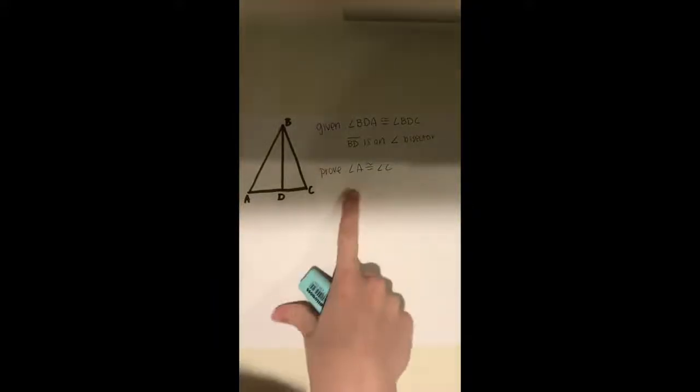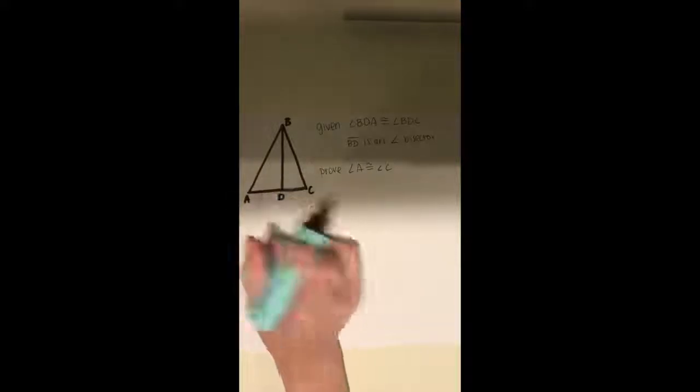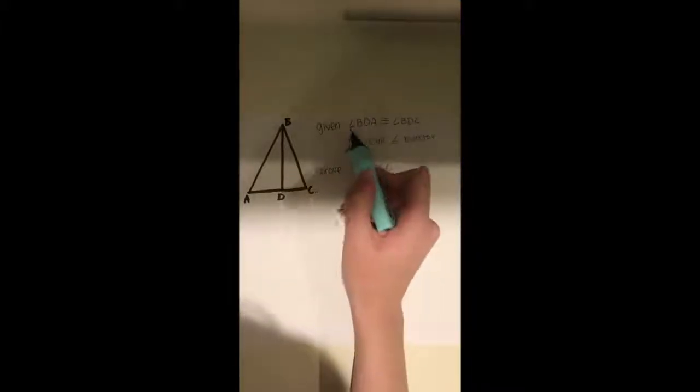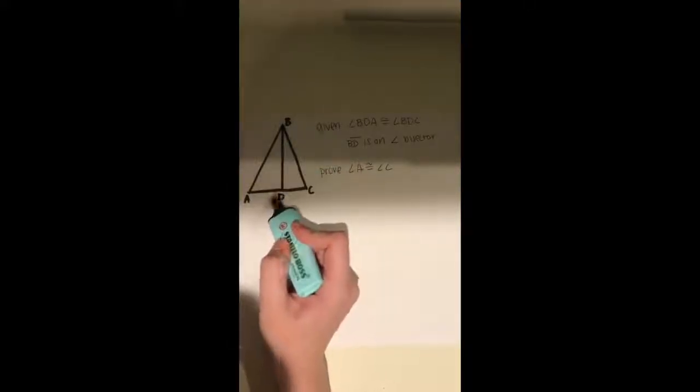Okay, let's say you're given a problem where you have to prove that angle A is congruent to angle C. You're given a triangle and some things that are given to you about the triangle, or the two triangles in this case. If it's not drawn on your shape, you should probably write in whatever is given to you. So in this case, you are given angle BDA, which would be this one right here.